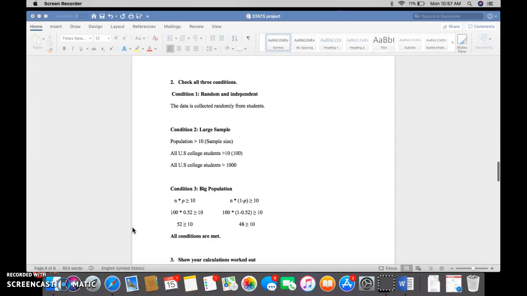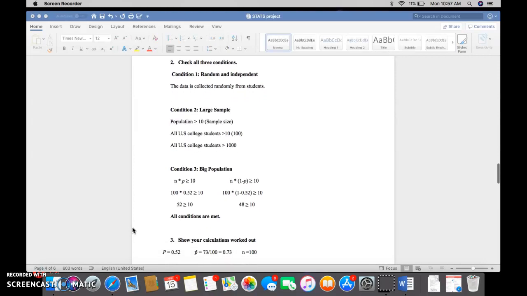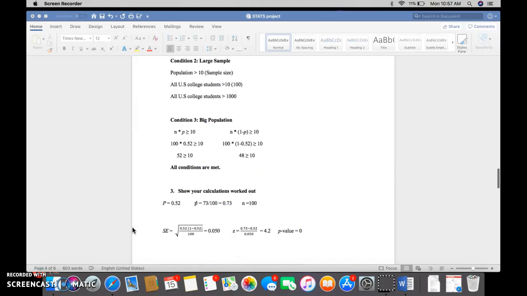For the conditions, for condition 1, the data is collected randomly from the students. For condition 2, all US college students is greater than 10 times the sample size of 100, which is 1,000. For condition 3, big population, n times p is greater than 10, and n times 1 minus p is greater than 10. They both pass that condition.